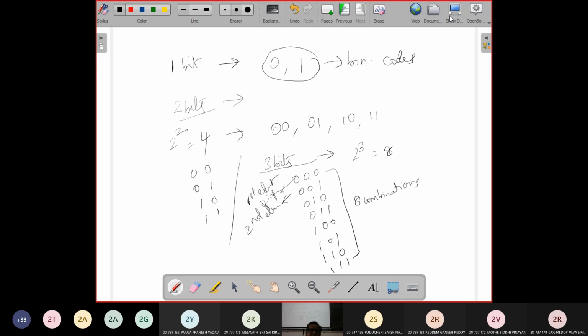Yes, sir. So depending on the number of bits you are using for the representation, you can have that many possible combinations. Finally, if I am using n bits for representing the information, how many possible combinations can you have? Anybody? 2 to the power n possible binary representations.